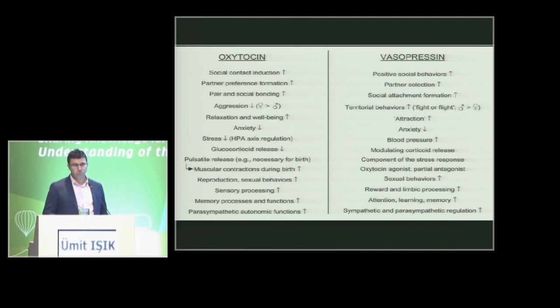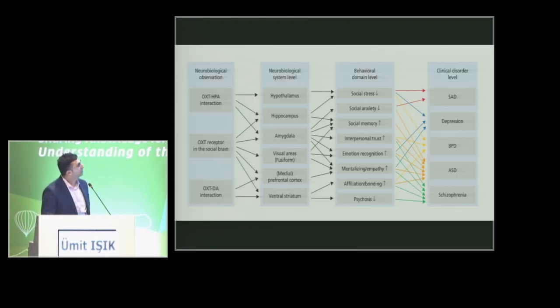When you look at the slide, you can see that oxytocin increases social contact, and partner preference formation can be increased by oxytocin. It decreases aggression. Animals given oxytocin show a decrease in their aggression level. It decreases anxiety. It decreases glucocorticoid release. It increases muscular contractions during birth, and birth is improved and made easier. Reproduction, sexual behaviors, sensory processing are increased thanks to oxytocin, and it increases memory processes and functions. It also increases some sexual functions.